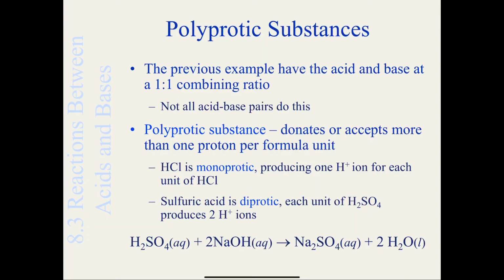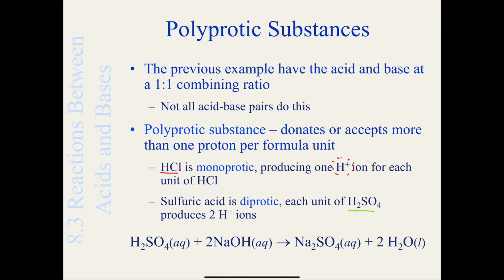Now, in the titration of hydrochloric acid with sodium hydroxide, the previous example, the acid and base combine in a 1-to-1 ratio. We saw that in our balanced equation. But not all acid-base pairs do this. When we have what we call a polyprotic substance, it can donate or accept more than one proton per formula unit. Hydrochloric acid, HCl, is monoprotic because it produces one hydrogen ion for each unit of HCl. If we break HCl up into its ions, we get one proton and a chloride ion. Therefore, since we produce one proton, it's monoprotic.